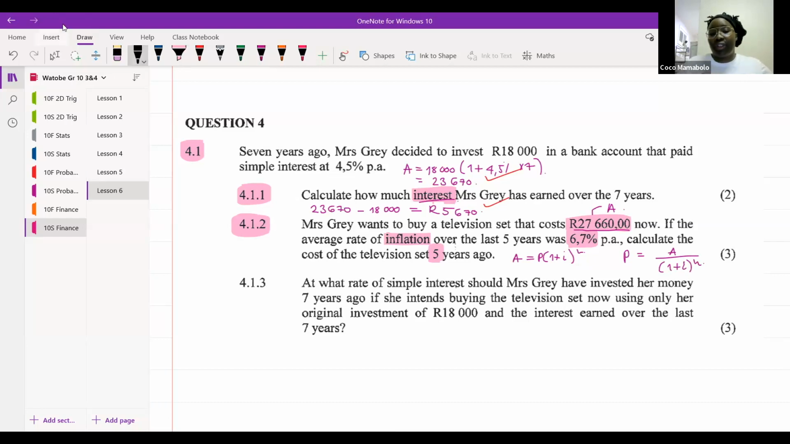Okay, what answer do we get for this question, peeps? I'm just going to continue the answer down. P is equal to 27,660 over, open brackets, 1 plus interest rate, which is 6.7%, which is a very high interest rate, to the power of... okay, give me an answer, peeps.